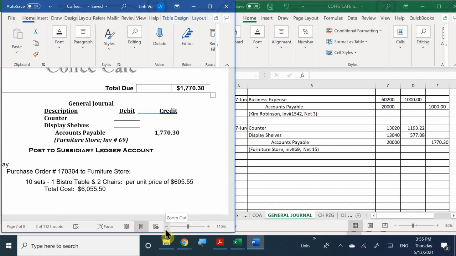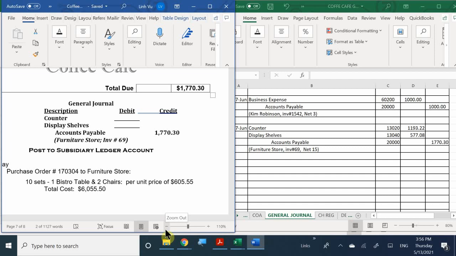So here you want to order some tables and chairs. Let's see what we have here. We want to purchase 10 sets of tables and chairs, right? Each set comes with 1 table and 2 chairs, okay? And per unit cost here is $6.05 per pair. So every table and chair is going to be $6.05, and you're looking for 10 sets of those. So in the grand total, you'll be quoted for $6,055.50.